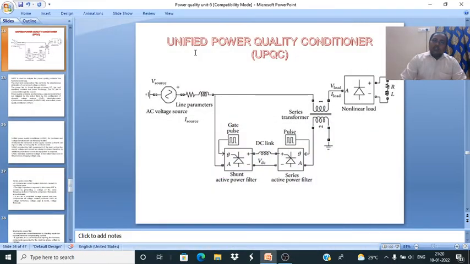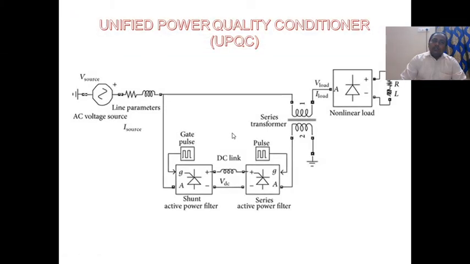In Unit 5, the last topic is Unified Power Quality Conditioner, which is called UPQC. So the UPQC consists of a shunt active power filter and a series active power filter. This is the source side, and a non-linear load is present on the load side. The disadvantage of a non-linear load is that it always produces harmonics, and there is also more deviation in the voltage drops.